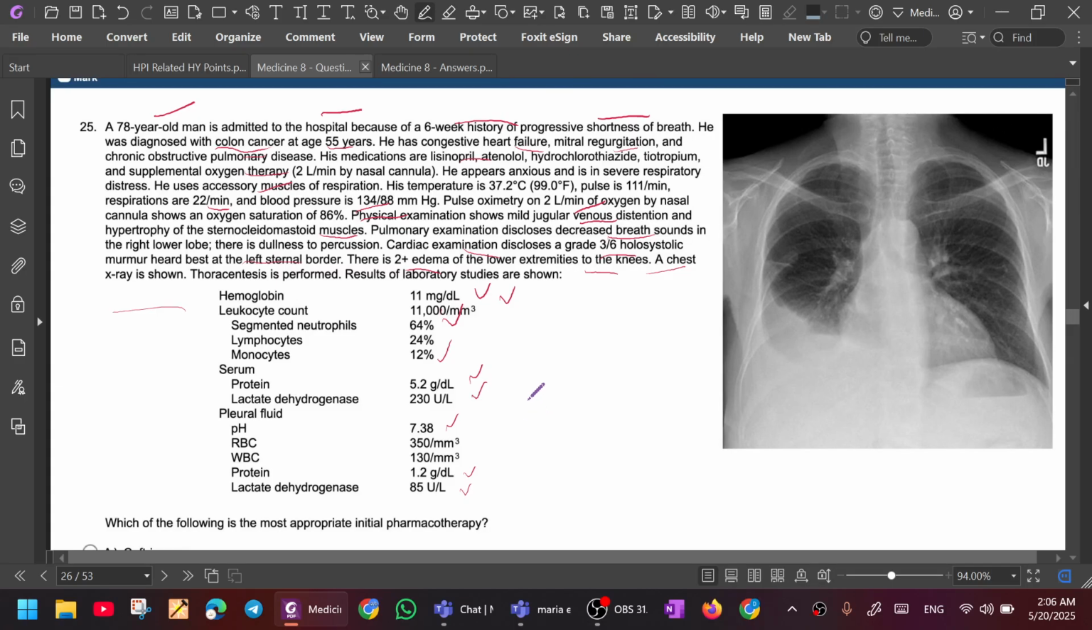Okay, let's do the Light's criteria. Pleural fluid protein divided by serum protein, isn't it? And pleural fluid LDH divided by serum LDH, isn't it? Or is it the opposite? I don't remember. I think I'm saying right.